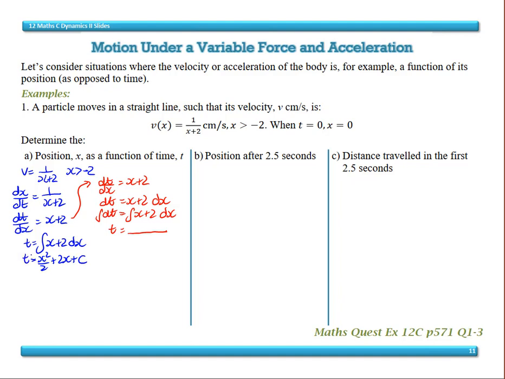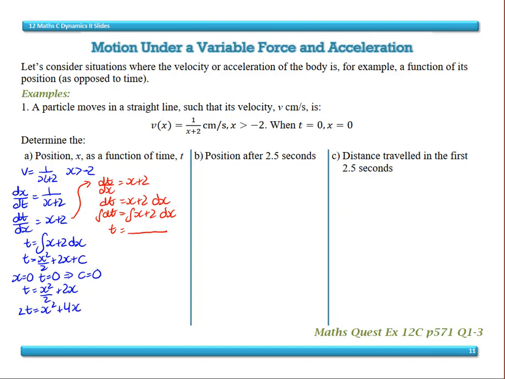Now we use our initial conditions. When x is 0, t is 0. So if you plug x is 0 in there, you get c is going to be 0. So that means that t is x squared over 2 plus 2x. Now we want the position x as a function of time. At the moment we have time as a function of x. So we need to make x the subject. So multiply everything by 2. So you get 2t equals x squared plus 4x.